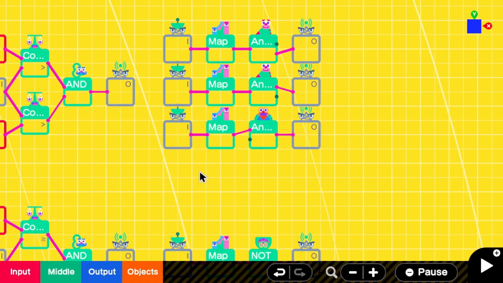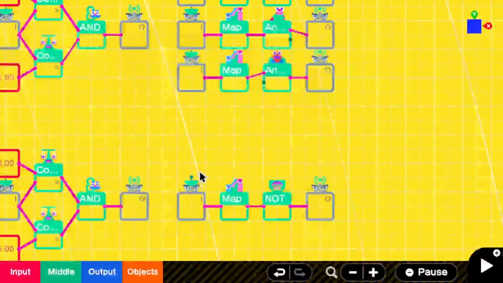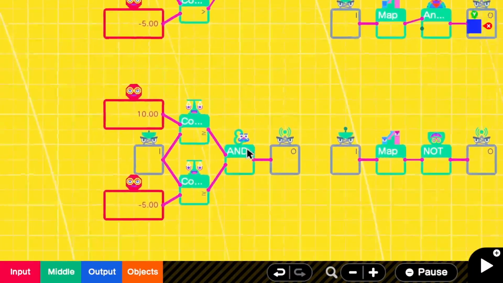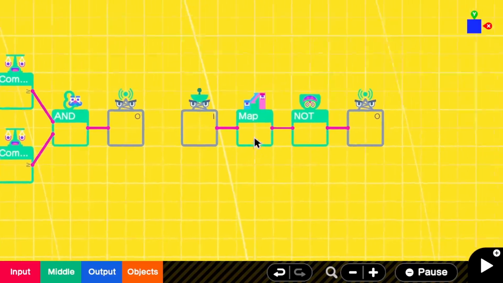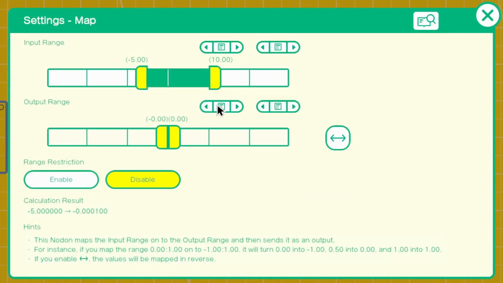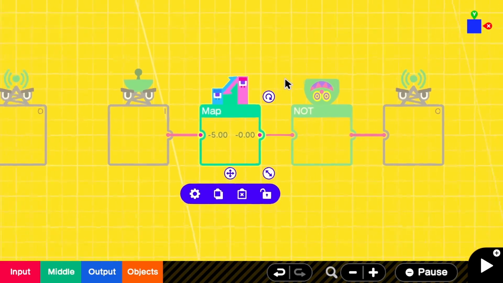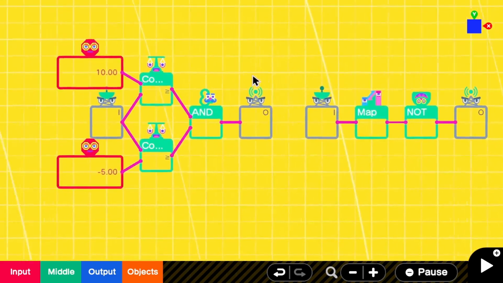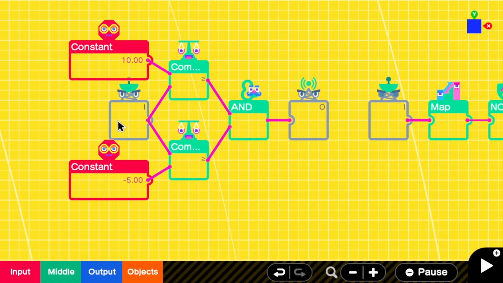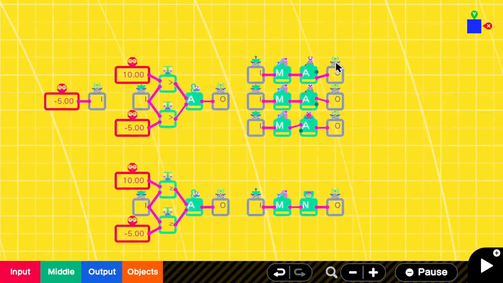Now, if you watch my additive logic video, this would sound familiar. Because in that video, I also showed a setup where you can do a range comparison using a map set to bounds of negative 0.0001 and 0.00001 followed by a NOT. So these two nodons replicate this same setup where it checks if a number is between negative 5 and 10. So is there any reason or any difference between this setup and this bottom setup?